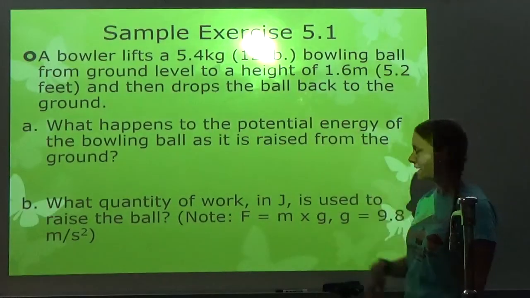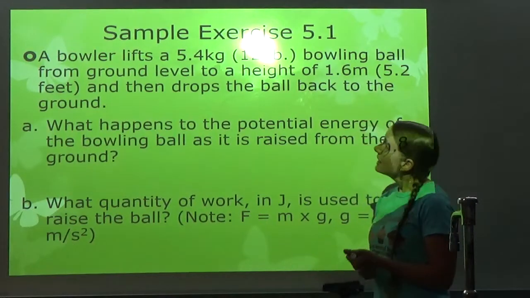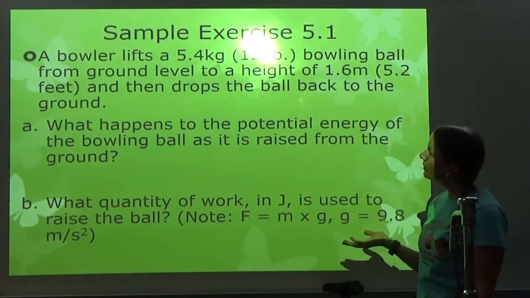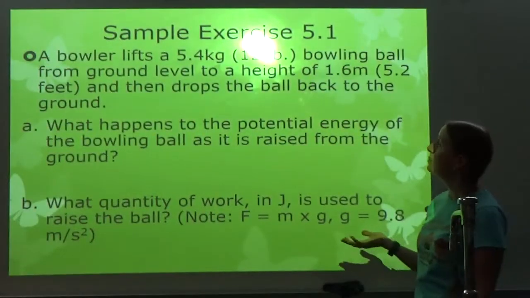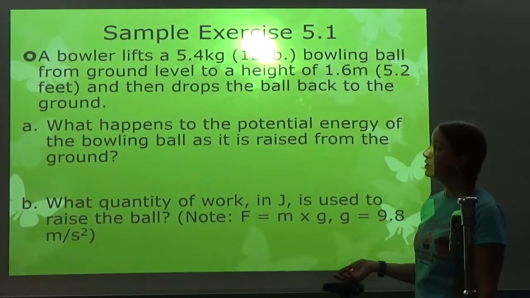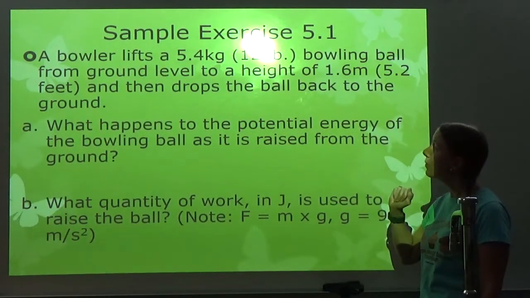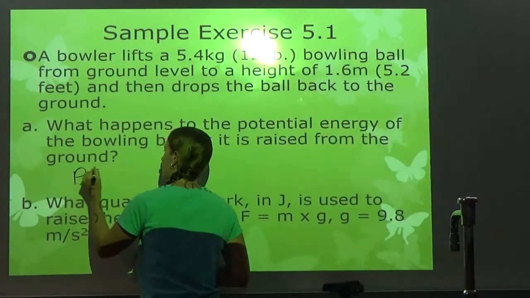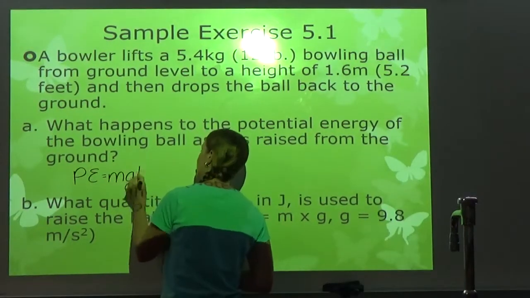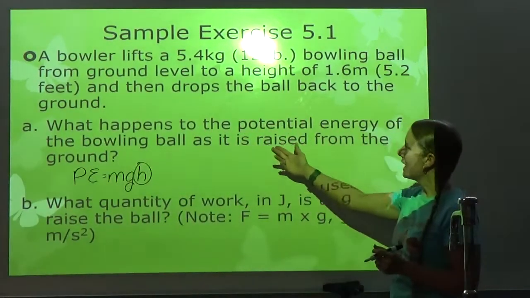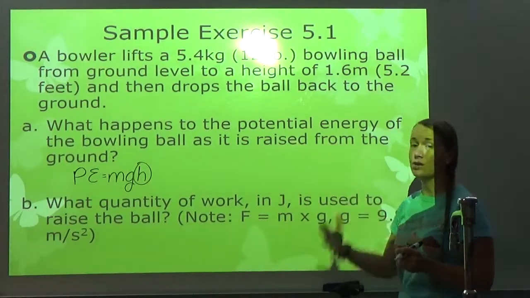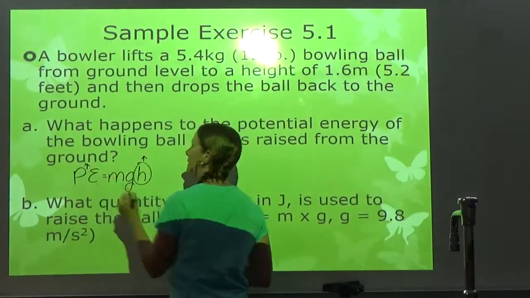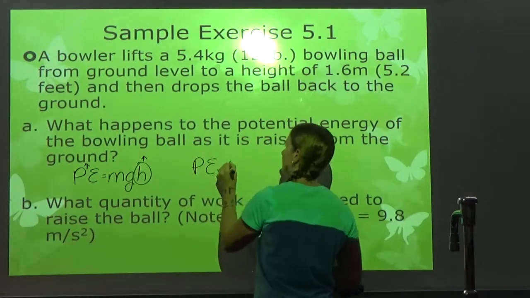So, sample exercise. It says, a bowler lifts a 5.4 kilogram or 12-pound bowling ball from ground level to a height of 1.6 meters or 5.2 feet, then drops the ball back to the ground. What happens to the potential energy of the bowling ball as it is raised from the ground? Well, potential energy is mass times gravity times height. So notice it says as it is raised from the ground. Well, if you increase the height, you increase h, then your potential energy is going to increase. So we can say potential energy increases.